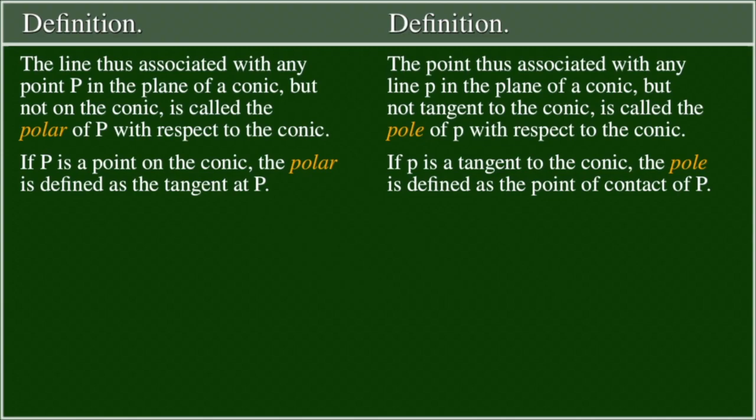Definition. The point thus associated with any line p in the plane of a conic, but not tangent to the conic, is called the pole of p with respect to the conic. If p is a tangent to the conic, the pole is defined as the point of contact of p.